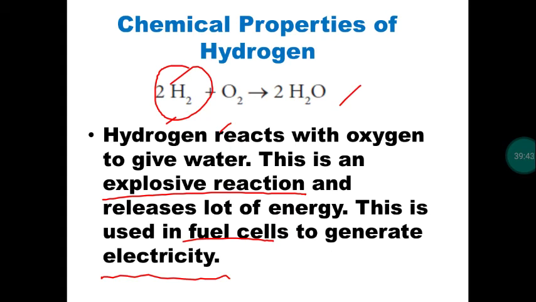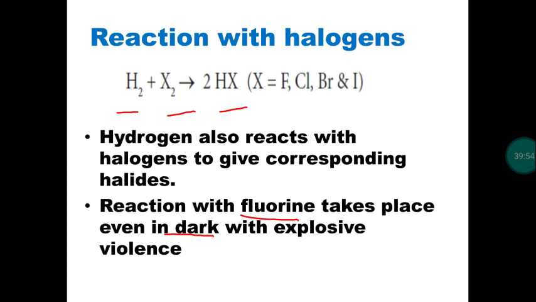First chemical property of hydrogen: when oxygen combines with the hydrogen, it produces water. So this is an explosive reaction. We do this reaction within the fuel cells to produce electrical energy. Next, hydrogen combines with the halogens, it produces hydrogen halide. Fluorine combines with the hydrogen in the absence of sunlight. Chlorine combines with the hydrogen in the presence of sunlight. Bromine combines with the hydrogen when we heat. Iodine combines with the hydrogen to produce hydrogen iodide by photochemical reaction.